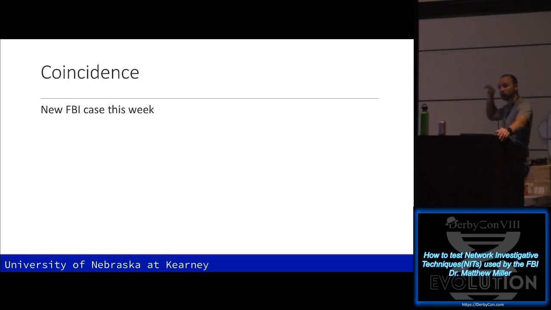And in a coincidence, this week I got an email about a completely separate, completely new case where the FBI was using a NIT. So right now, they're using these in probably child pornography, terrorism, and drug cartels. But the thing is, they're going to keep using these in more and more cases, because this is the way people are hiding their information.